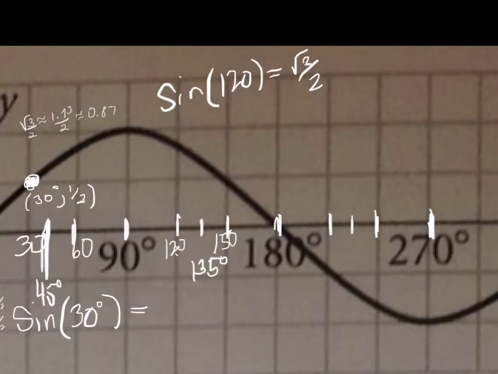So where's 180? Well, that's easy. It's right there, and it's at 0. Okay, so 240. Where's 240? This is 270. 240 is here. Okay, and what is the sine value?